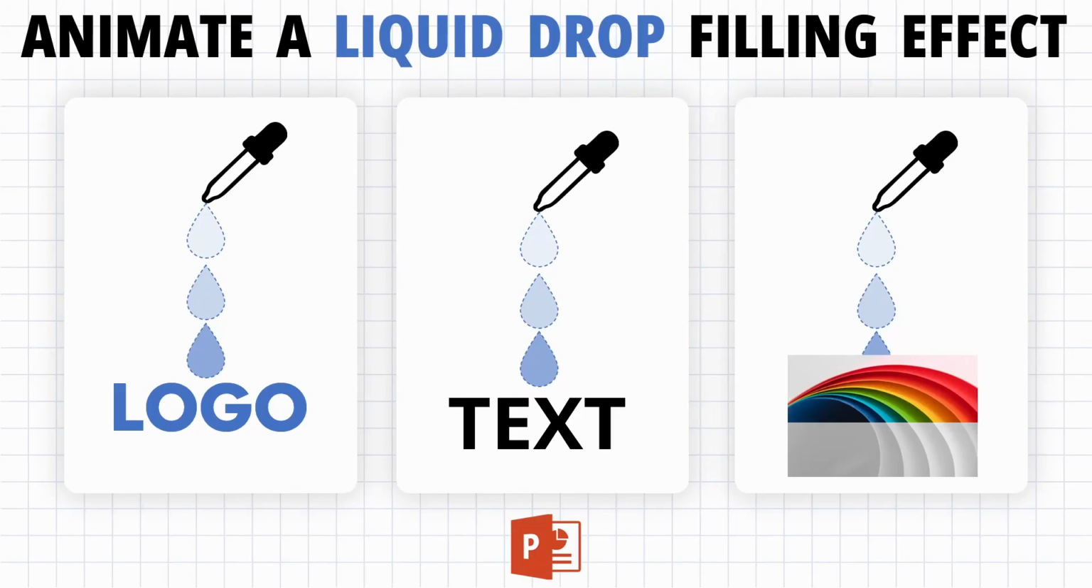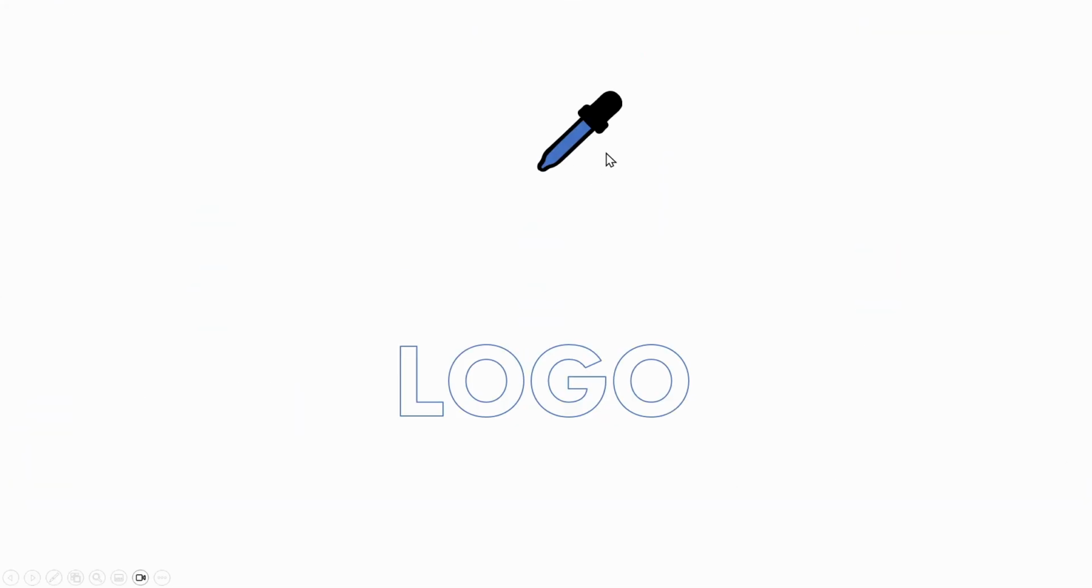Hi everyone, in this video I wanted to show you how to animate a liquid drop filling effect. In this animation you have this filled eyedropper and a logo or icon or picture at the bottom. Once you start this animation, this eyedropper empties into a drop and the drop falls onto this object and the object fills up. Here it is.